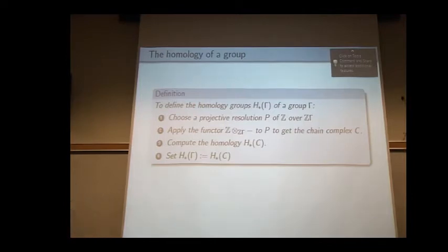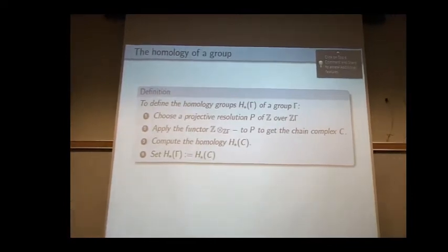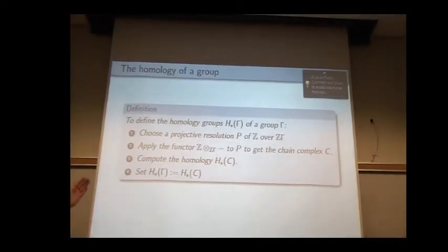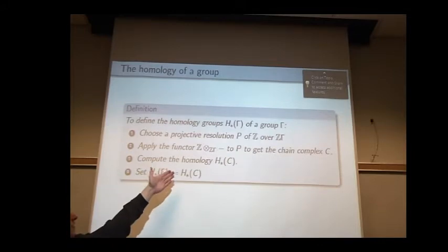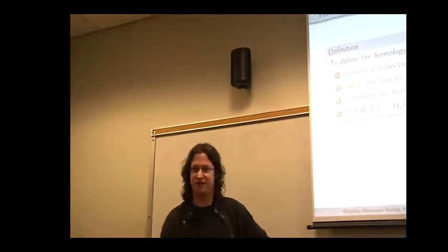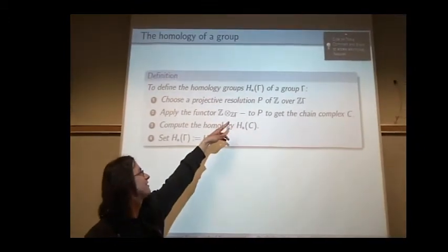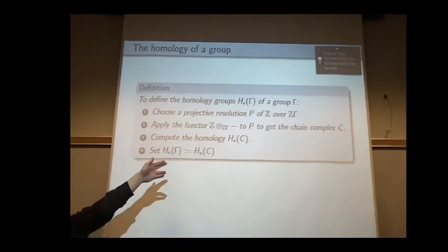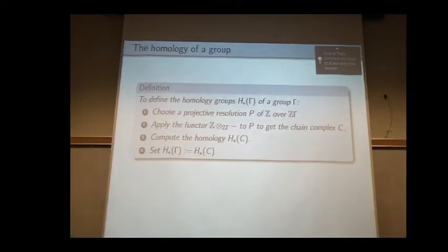What you do when you want to calculate group homology is you choose a projective resolution. I'm going to come to the term projective right now. And you apply this functor, Z tensor ZΓ, where Γ is the name of the group. And what does this functor do, actually? It's just taking co-invariants. If you've got a group element on the right side, you can take it over there. You consider Z as a trivial ZΓ-module. And so it just divides out the group action, basically.